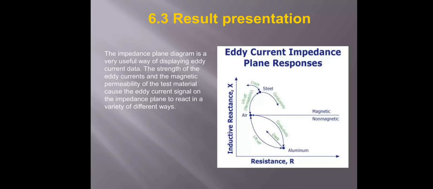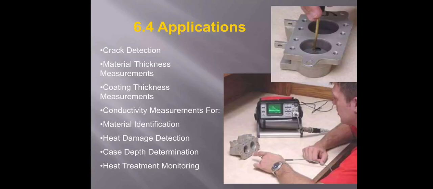Result presentation. In this image we can see the impedance plane diagram, which is a very useful way of displaying eddy current data. The strength of the eddy current and the magnetic permeability of the testing material cause the eddy current signals on the impedance plane to react in a variety of different ways. Applications of eddy current testing: crack detection, material thickness measurement, coating thickness measurement, conductivity measurement for material identification, heat damage detection, case depth determination, heat treatment monitoring.